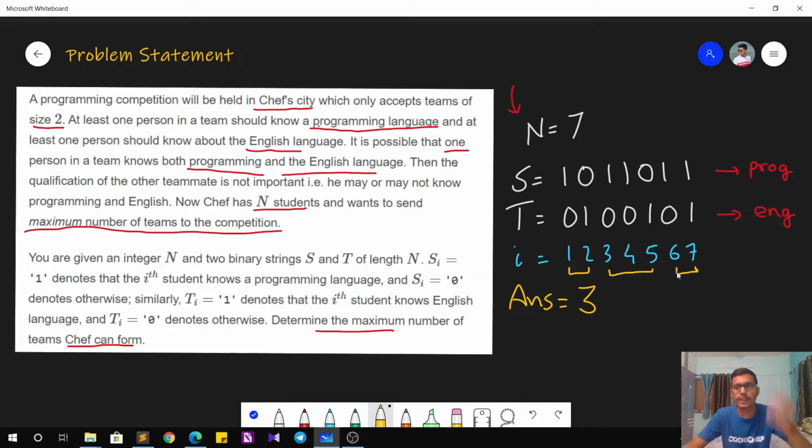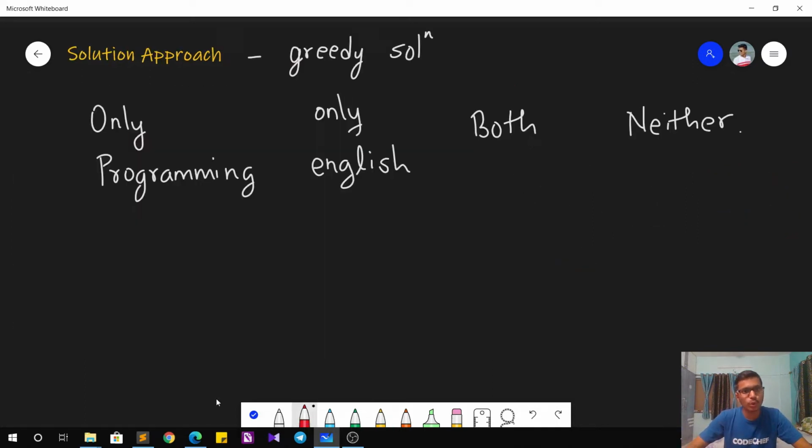So this is one way of pairing up, but it does not matter how you pair up. The only thing that matters is the final answer. That is, we have to report the number 3, that is the number of teams. So I think now that the question is clear, we can move forward with the solution approach. The solution approach goes as follows.